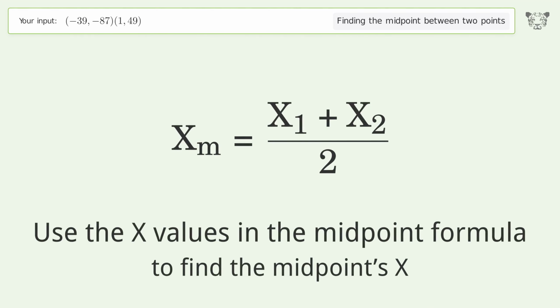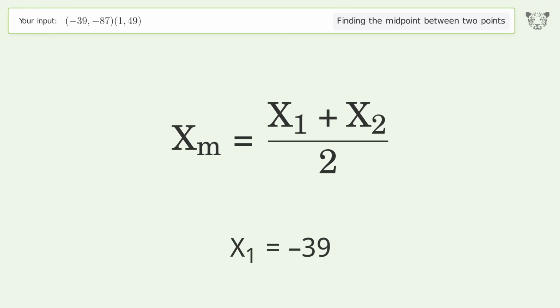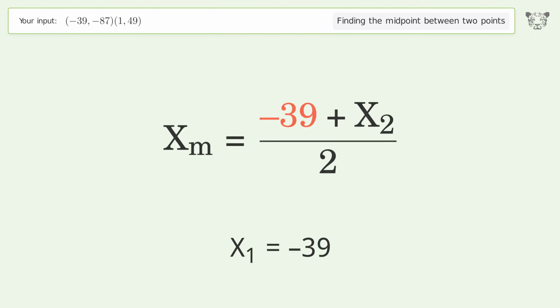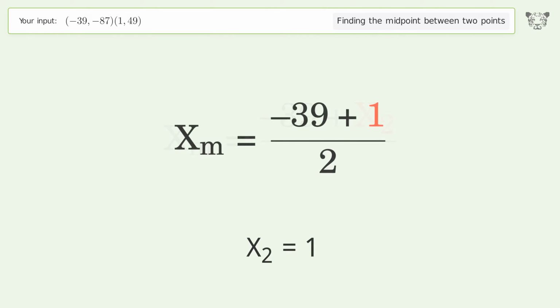Use the x values in the midpoint formula to find the midpoint's x. x1 equals -39. x2 equals 1. Simplify the arithmetic.